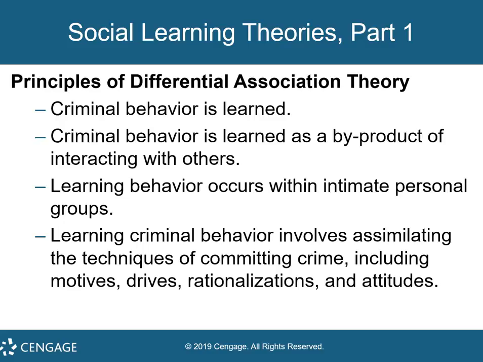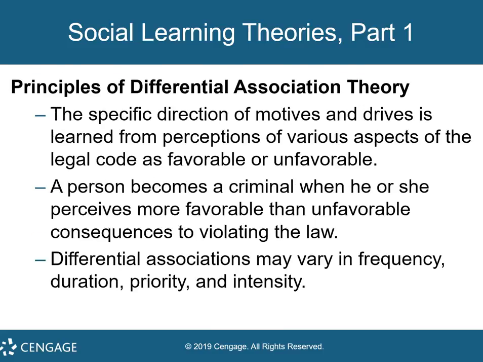The fourth one, learning criminal behavior involves assimilating the techniques of committing crime, including motives and drives and rationalization and attitudes. The fifth one, the specific direction of motives and drives is learned from perceptions of various aspects of the legal code as favorable and unfavorable. Six, a person becomes a criminal when he or she perceives more favorable than unfavorable consequences to violating the law.